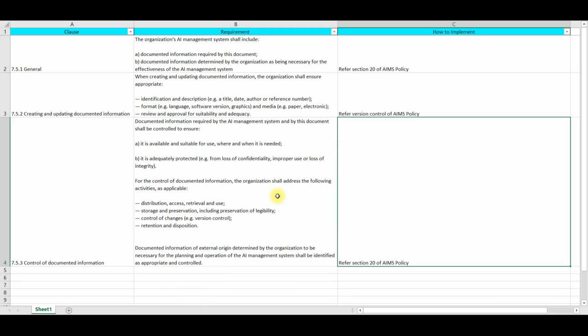So with this we complete 7.5. In our next lecture we will discuss clause 8, that is operations.